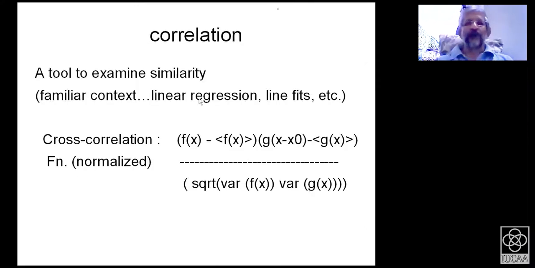You must have encountered correlation in variety of contexts. Most familiar context is the linear regression, where we are trying to look for linear trends in two sets of data or two parameters, where we plot one against the other and look for any relationship between them.